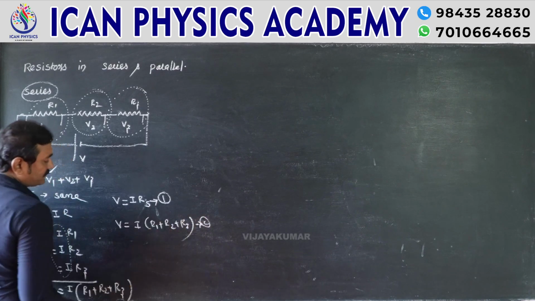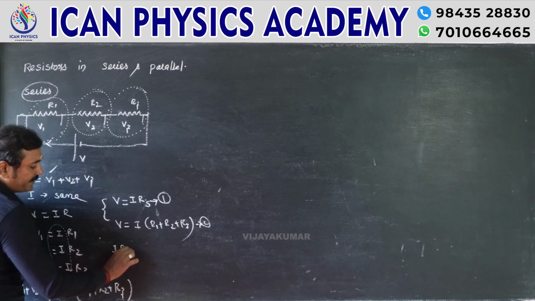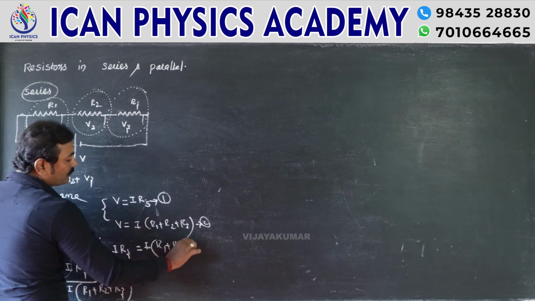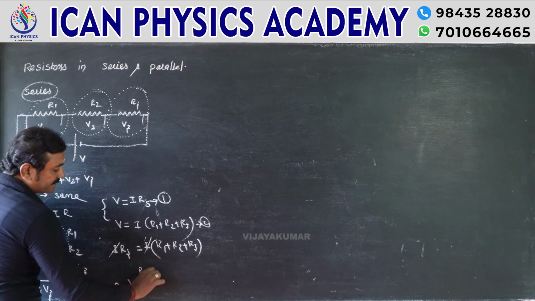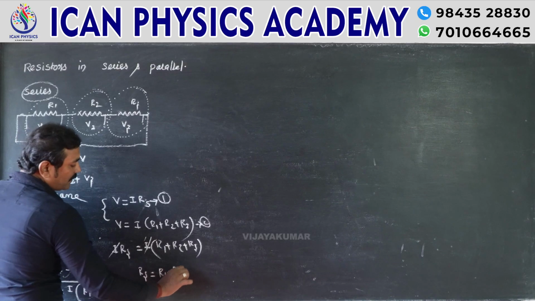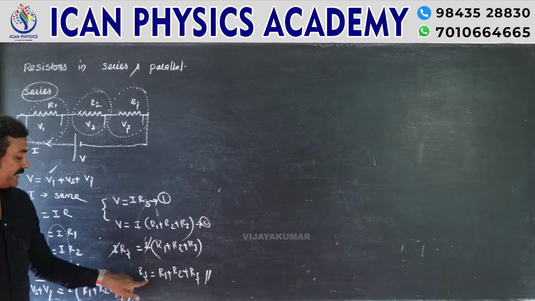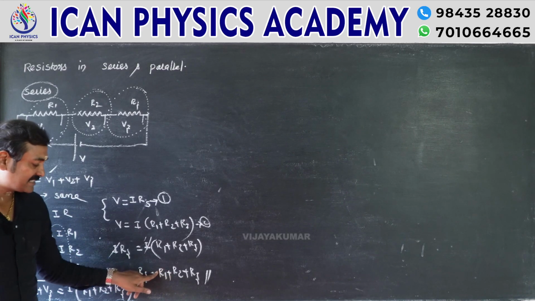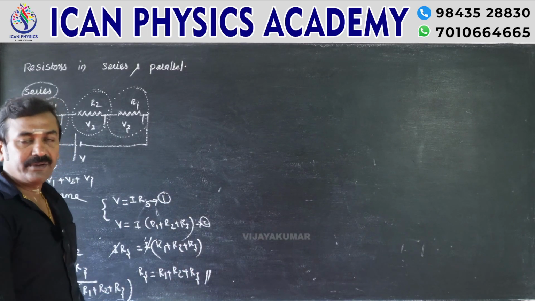Now take these as equations 1 and 2 and compare them. The LHS are equal, so automatically the RHS are equal. So I into RS equals I into R1 plus R2 plus R3. Now I gets cancelled, so RS equals R1 plus R2 plus R3. The effective resistance in series is equal to the algebraic sum of the resistances of the individual resistors. Do you get it now? Do you have any doubts?